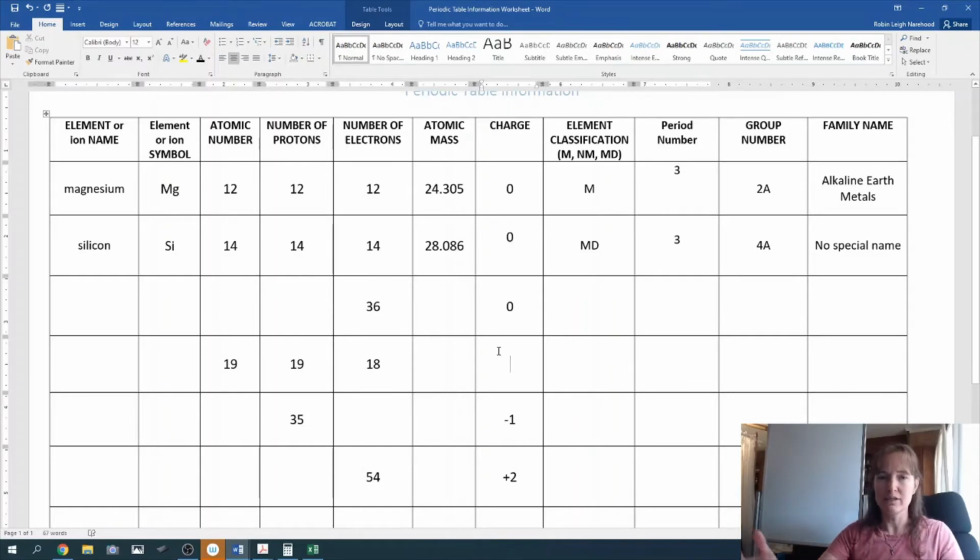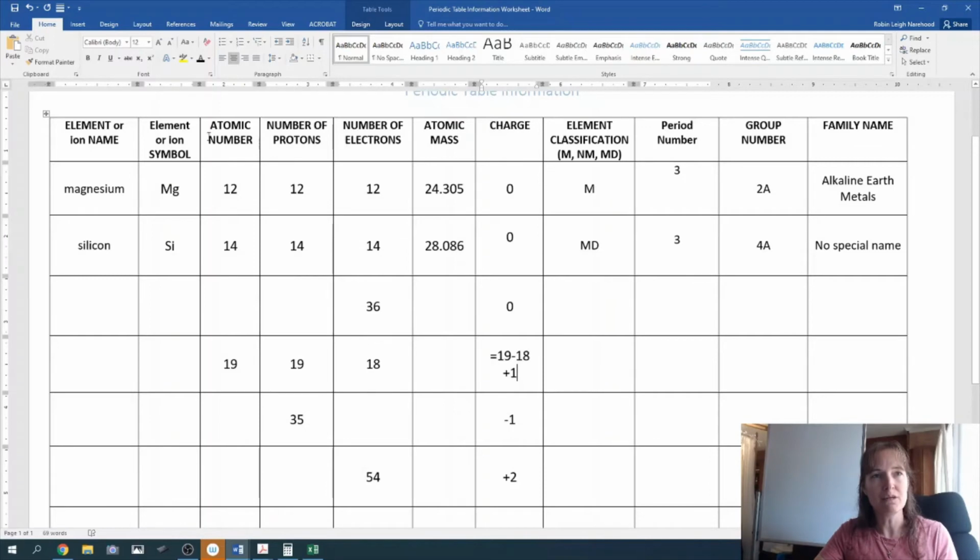And the way that we can calculate charge, our charge is going to be equal to our number of protons minus our number of electrons. So 19 protons minus 18 electrons, and that will end up equaling positive 1. So if the numbers are not equal, it means there's more positive, so that's a charge, so you need to put a positive 1 there. And so this ion will have a positive 1 charge.